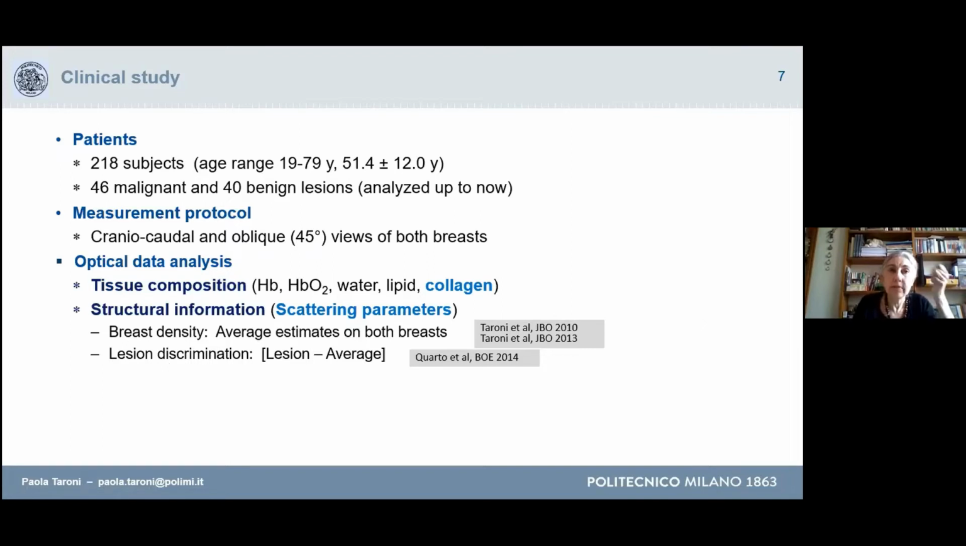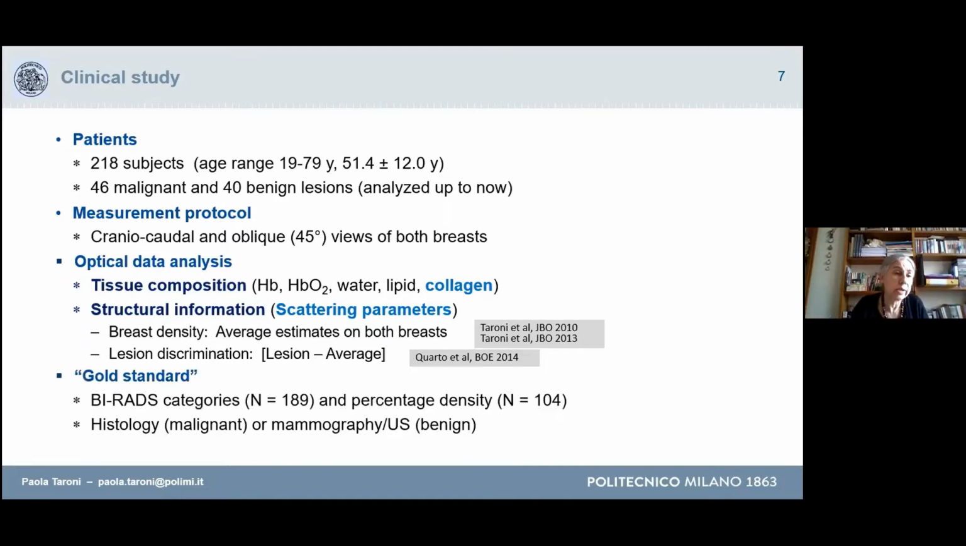While for the lesion discrimination, we applied the perturbative approach to estimate the difference in absorption and then the difference in composition between the lesion and the average tissue in the same breast. And we compared with the gold standard: Bi-RADS categories, that I will discuss in a minute, for breast density, and histology for the lesion characterization, and when not available for benign lesions, mammography and ultrasound.